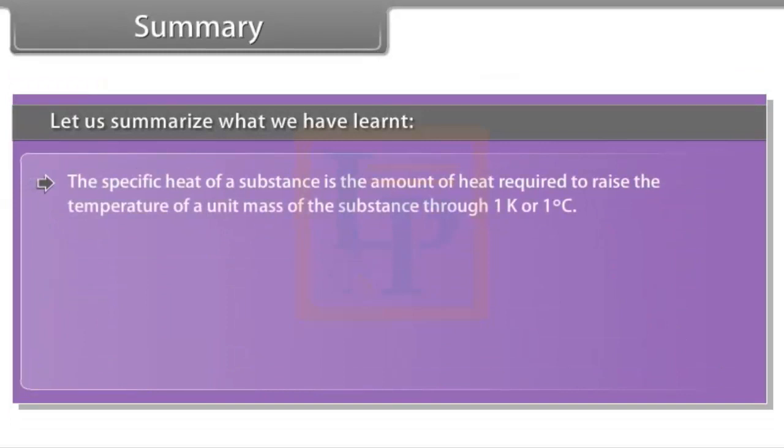The specific heat of a substance is the amount of heat required to raise the temperature of a unit mass of the substance through 1 Kelvin or 1 degree Celsius.